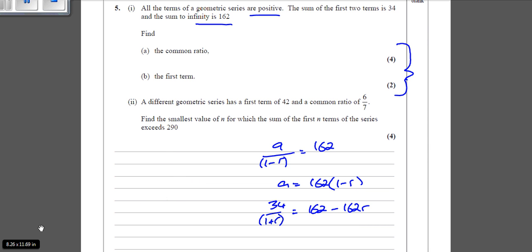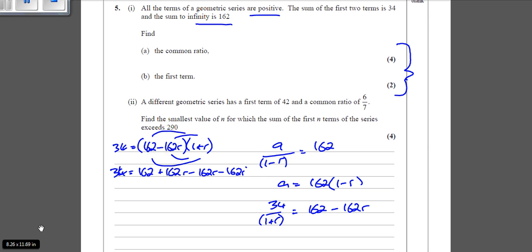And if we do that, we get 34 equals 162 minus 162r times by 1 plus r. So 34 equals, and using the smiley face method, 162 plus 162r minus 162r minus 162r squared. Then 162r minus 162r, this cancels out.